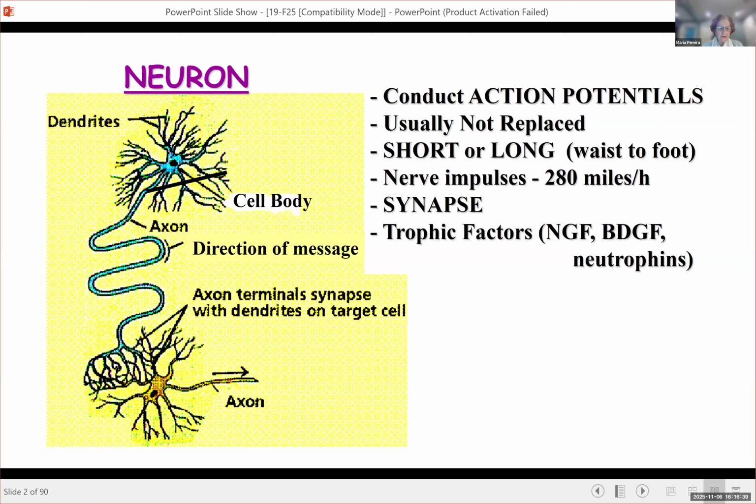And then you see here a main projection, which is part of the cell. So this is one cell, one continuous cell, and you see that the axon is very long.